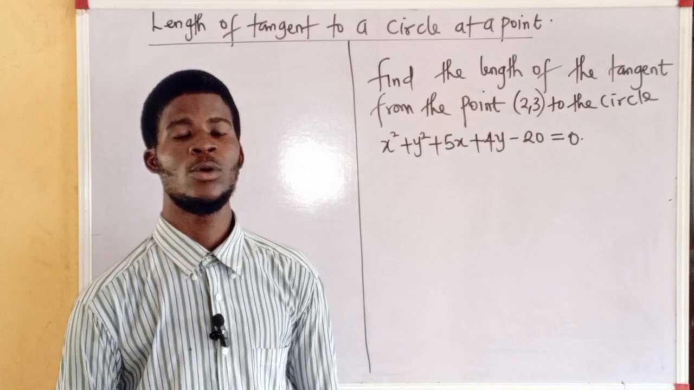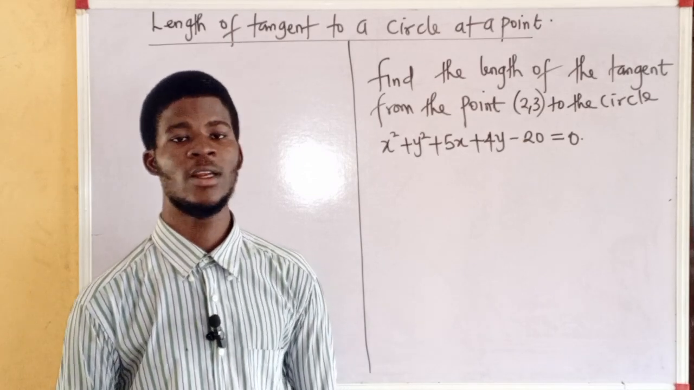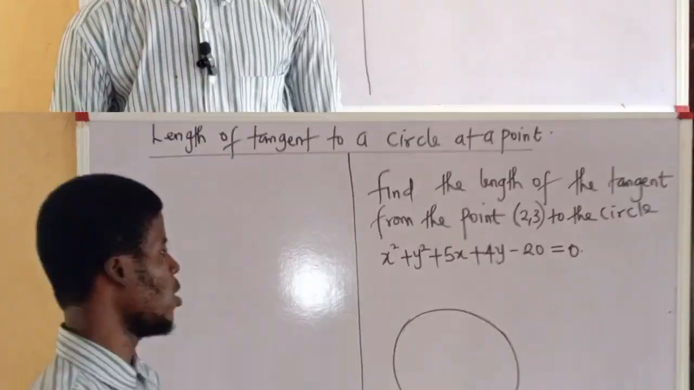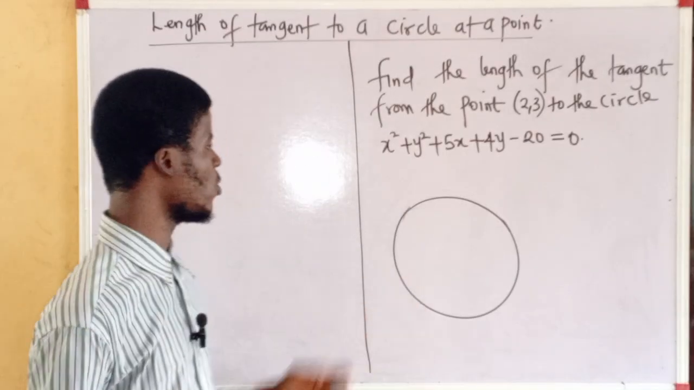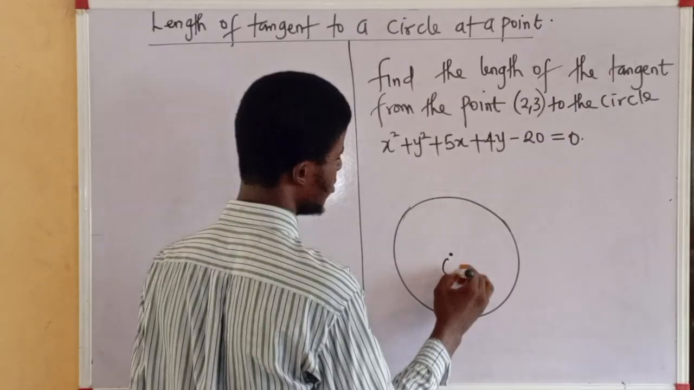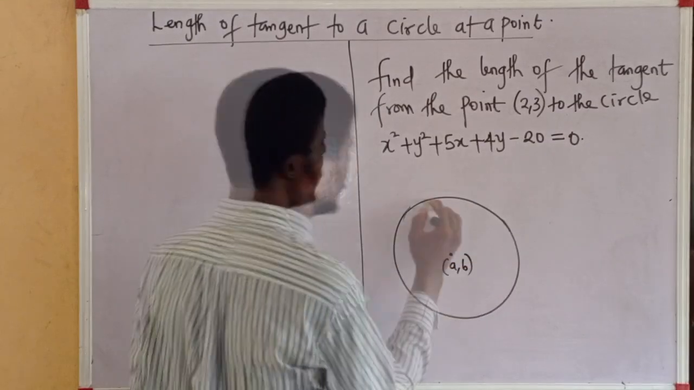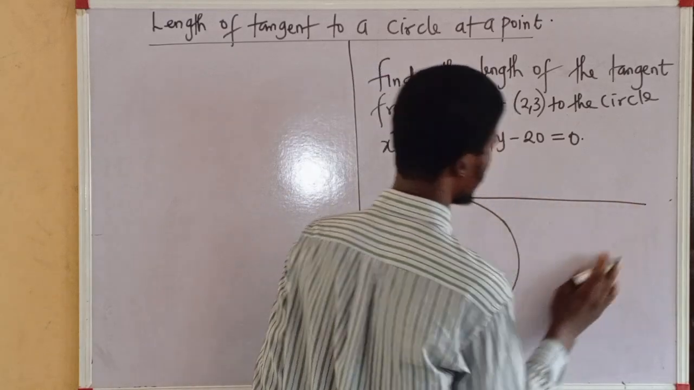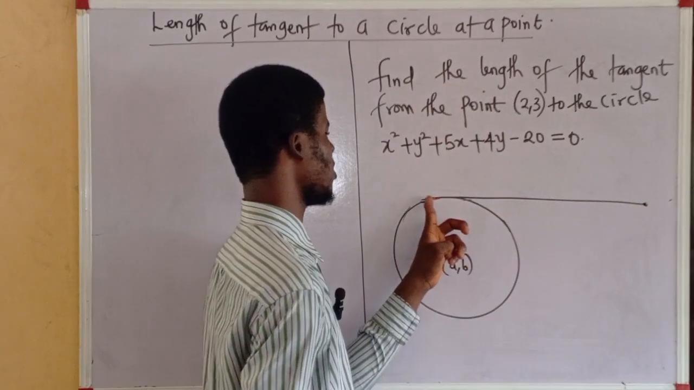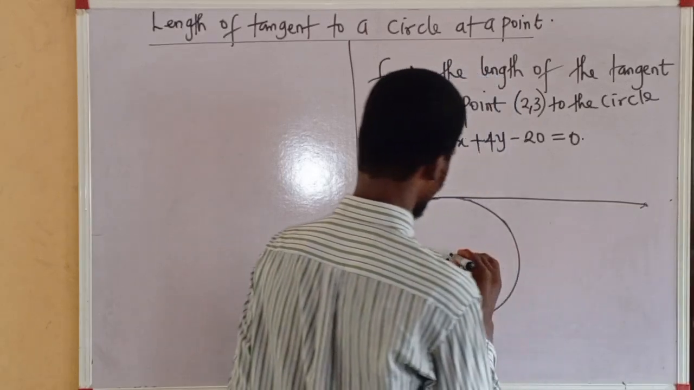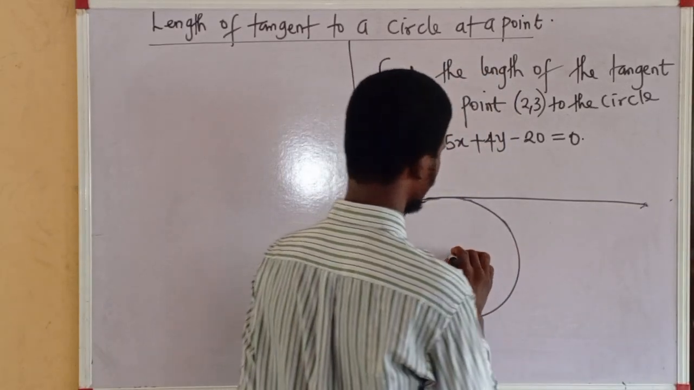In this video, we are going to see how to find the length of the tangent from a point to a circle. Let's say we have a circle, as we have on the board, that has the center A, B. Let's say we have a tangent to the circle. We can actually determine the length of this tangent from this point. Let me connect these two points together.